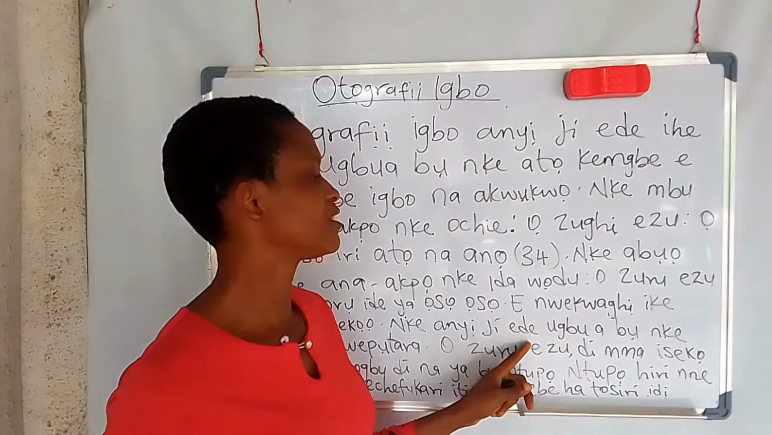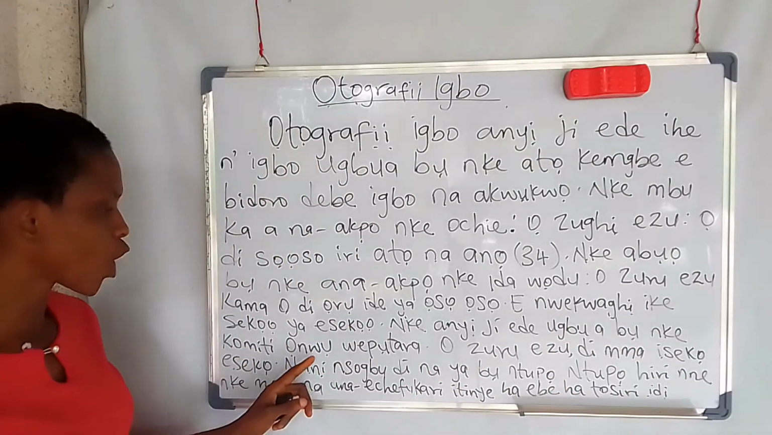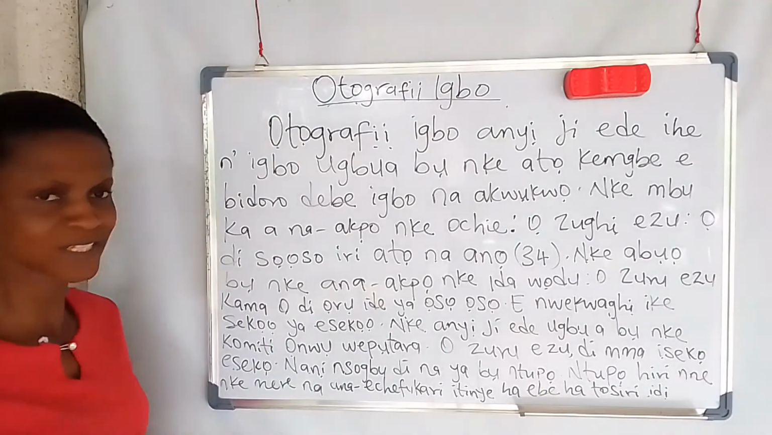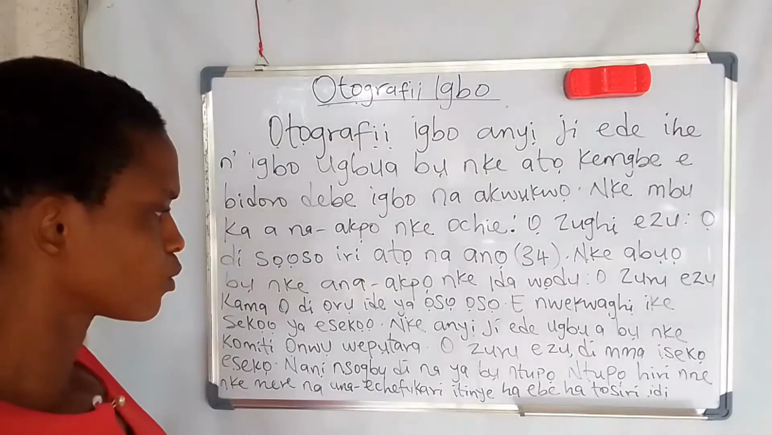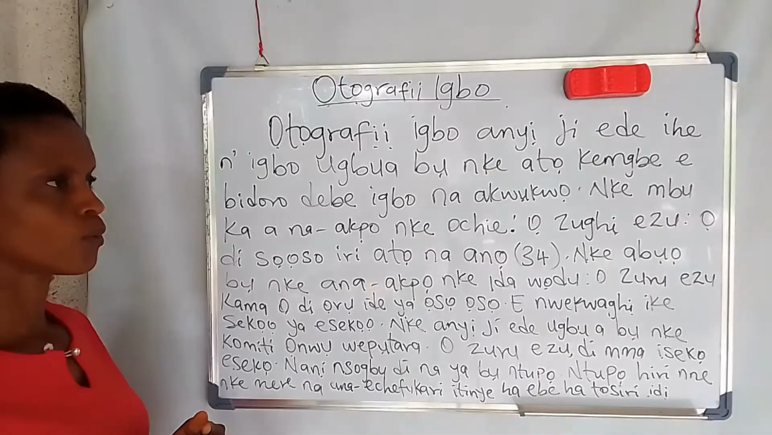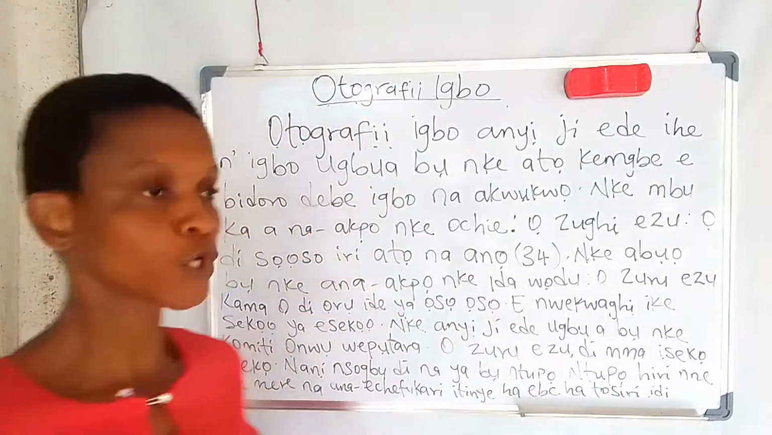Nke anyị ji ede ugbu a bụ nke committee on wepụtara. Have you seen that why? Have you seen the reason I told you that the pattern we use in writing Igbo? If you don't know the pattern, you can't write Igbo. You can't change words in Igbo if you don't know it.